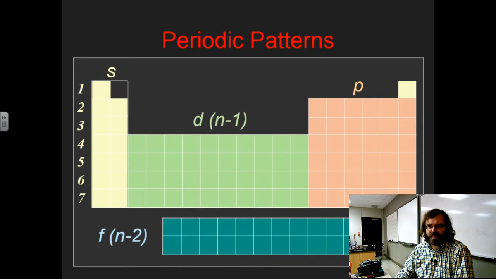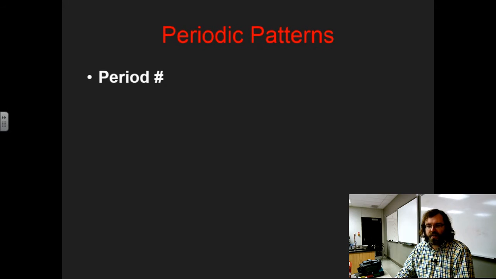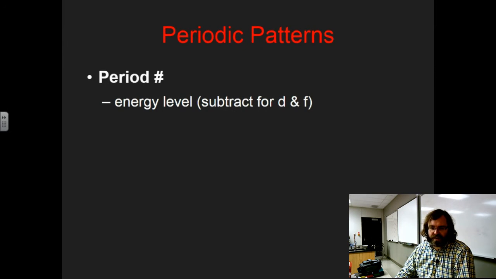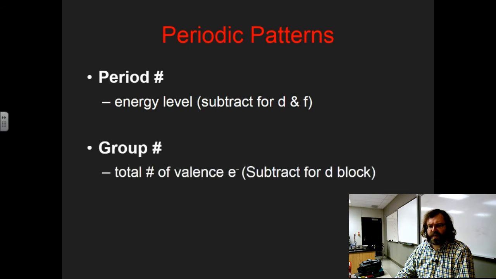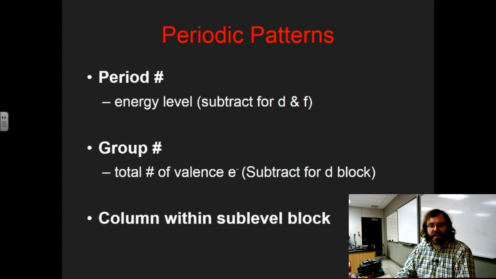Let me show you again some things you can use the periodic table for when we're doing electron configurations. The period number, like I said, is the energy level that you're in. You have to subtract for the d and the f blocks, just like I was saying in the last slide. The group number that you're in gives you the total number of valence electrons. Again, you subtract the d block out for that. We'll do a little bit more with that when we talk about the periodic table next chapter. And then the column that you're in tells you the number of electrons in that block.